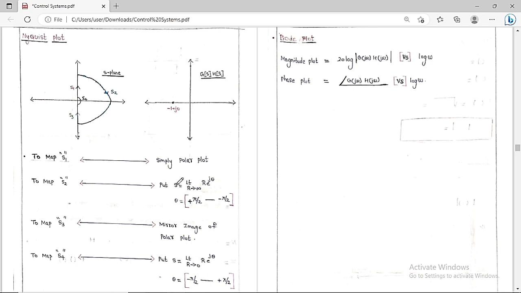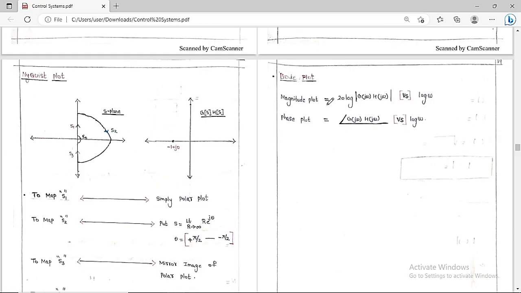So these things you always have to keep in your mind. So this is all the concept behind the Nyquist plot. We are going to discuss another concept which is called the Bode plot. So this is the Bode plot.